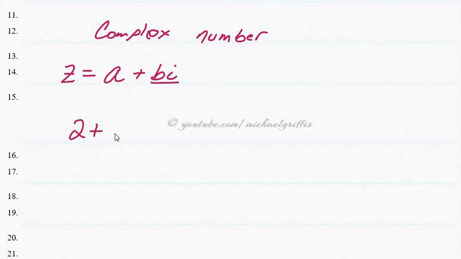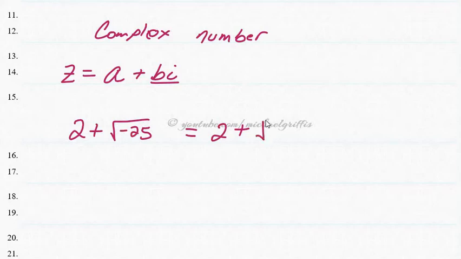Let's say we had 2 plus the square root of negative 25. We want to get it in this form right here with an i. I'm going to rewrite this as 2 plus. Now, we have to do something with this right here.